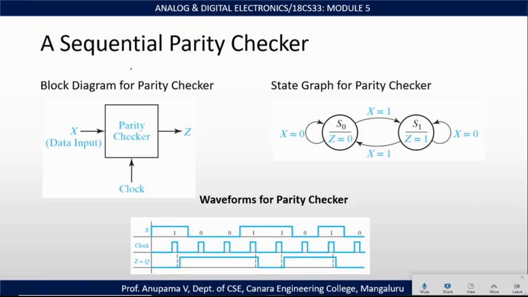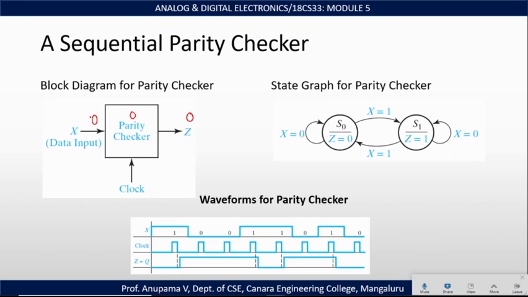Initially, X is equal to 0. Suppose I take X is equal to 0, the parity checker will check the parity of the given number. What is the parity? It is even parity, right? So what is the Z value? Z value will be 0. So here the parity checker circuit will remember the parity of the previous state. So the parity of the previous state is 0. The parity checker circuit will remember the parity of the previous sequence.